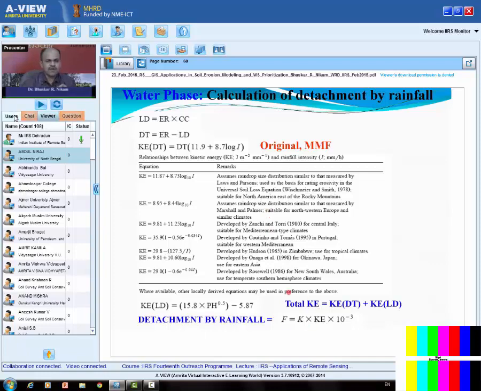So that will be calculated differently, and that is called leaf drainage in this case. And the direct rainfall which is coming to the soil is called direct throughfall. So the equation for direct throughfall remains the same as we have seen in the earlier case, whereas the equation for leaf drainage is a function of plant height only, and the total kinetic energy is the summation of kinetic energy of direct throughfall and kinetic energy of leaf drainage. Detachment due to raindrop will be the same equation.